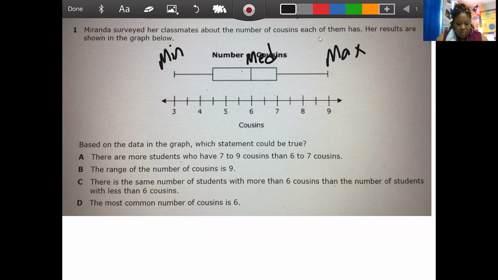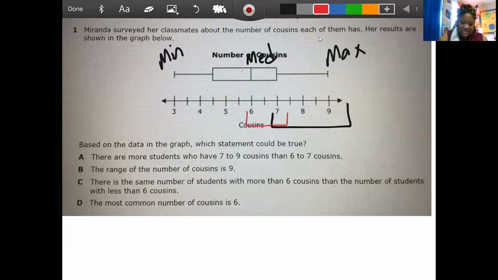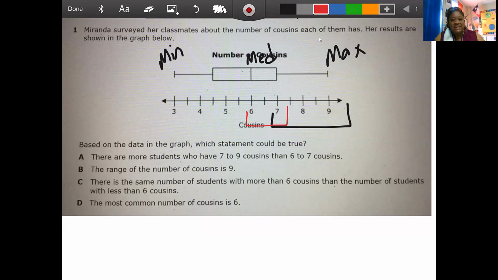So A, there are more students who have 7 to 9 cousins than 6 to 7. So 7 to 9 is here, and 6 to 7 is here. We don't know the data, so we can't answer that question. Okay, we don't know what numbers are in between because that's not the point of a box plot. Okay, it doesn't give you every single piece of data. Okay, so we know it's not A.